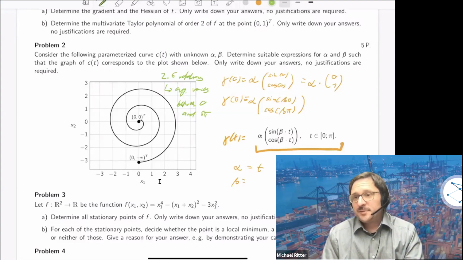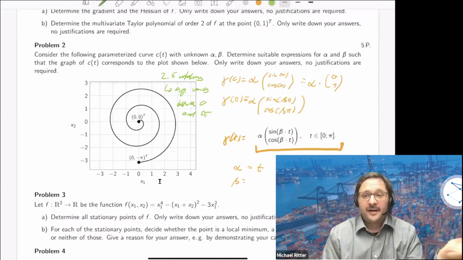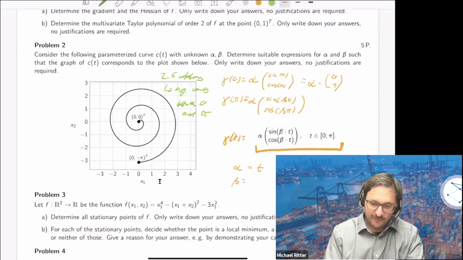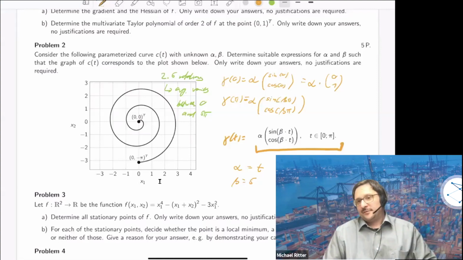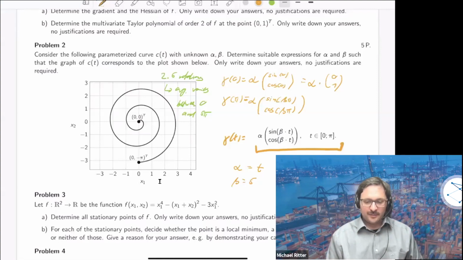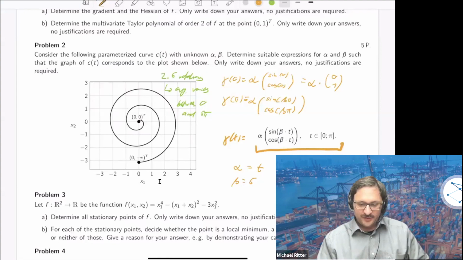If t varies between 0 and pi, well, the factor that we need is obviously 5, right, to get that variance. So beta, I guess, for beta would be 5. Now we just have to check whether this all works using the 2 points that we've computed here.